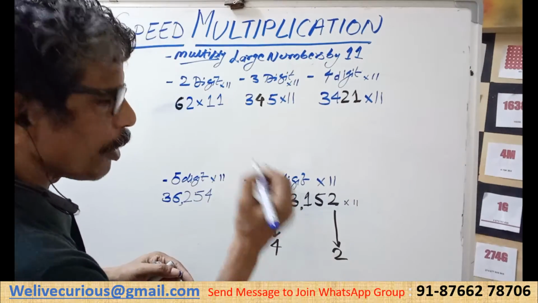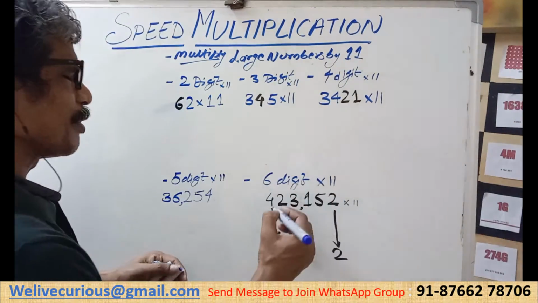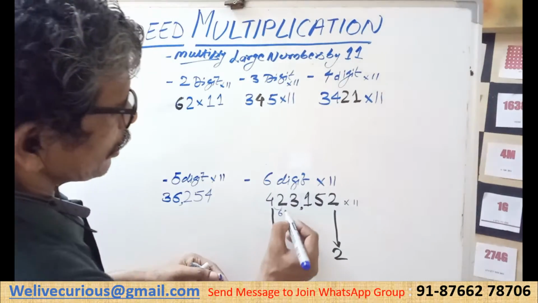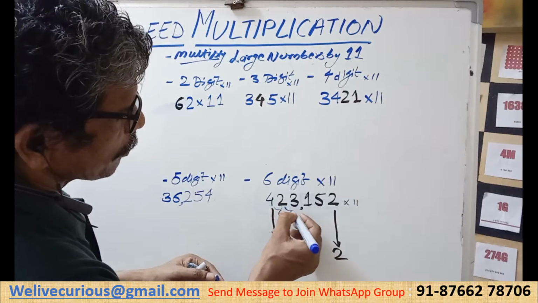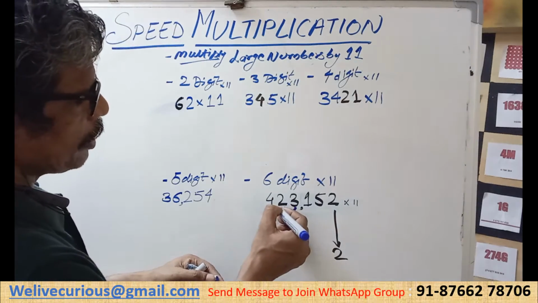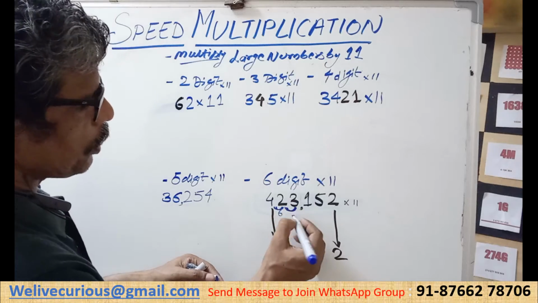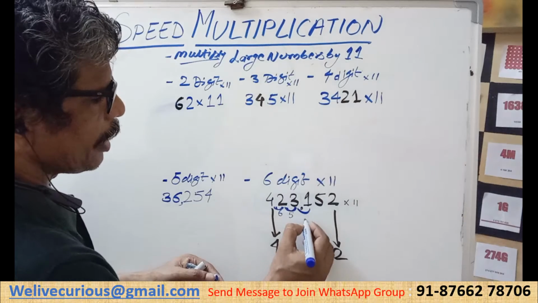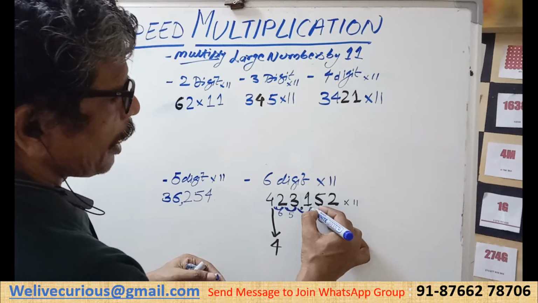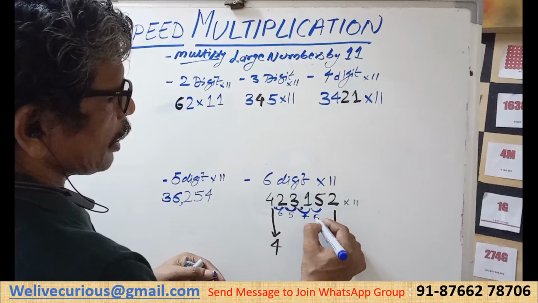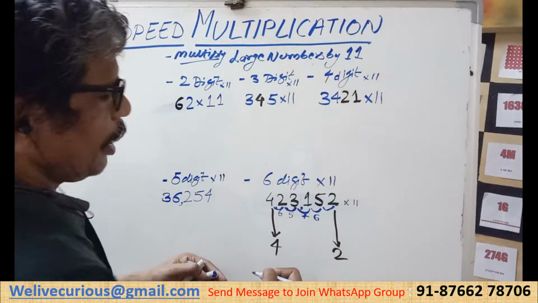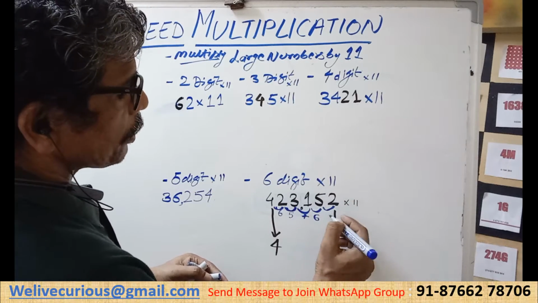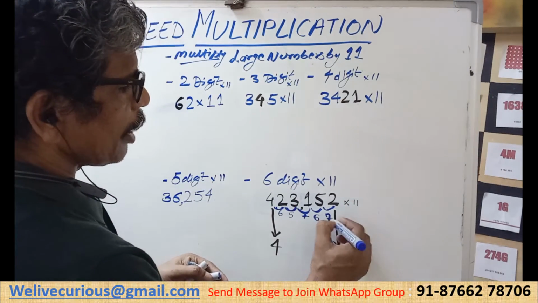and write here 4 and 2, 6. Now you add the next two, 2 and 3, which is 5. Now you add 3 and 1. 3 and 1 is how much? 4. Now you add 1 and 5. 1 and 5 is how much? 6. And you add the tens digit and the unit digit, 5 and 2. 5 plus 2 is 7.